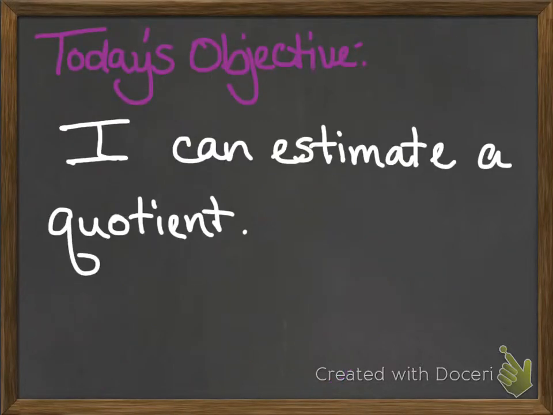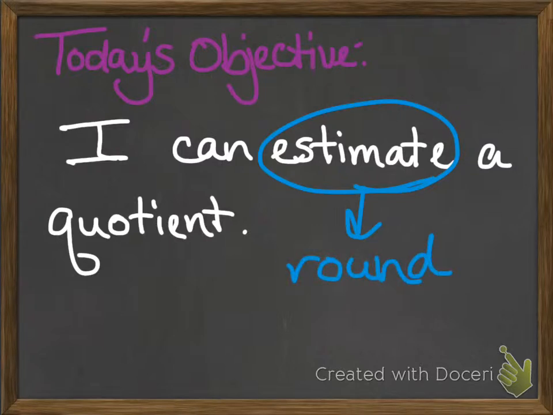Today's objective is I can estimate a quotient. Let's talk about this objective really quickly. So we know that when we estimate something, we are finding about how much something is, and we use two different strategies to do that. One of the strategies is to round numbers. Another strategy is to use compatible numbers. So we're going to be using those strategies today as we estimate a quotient.